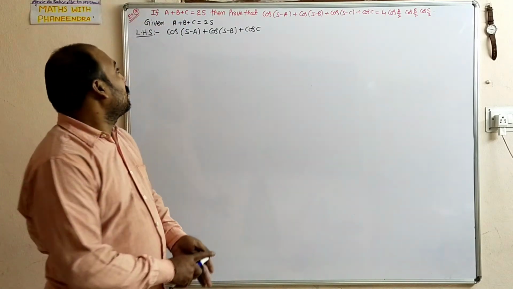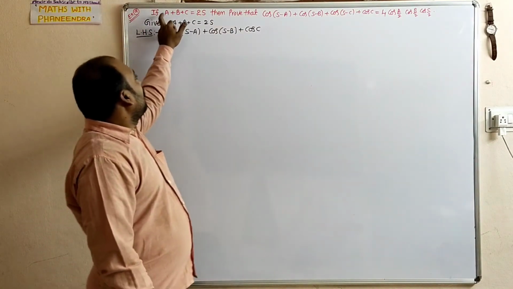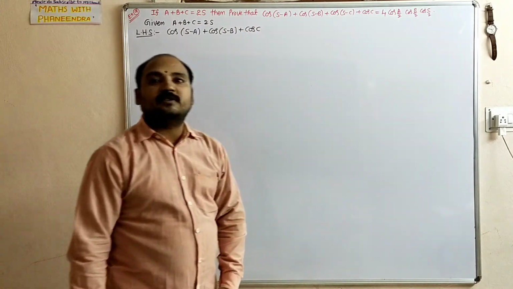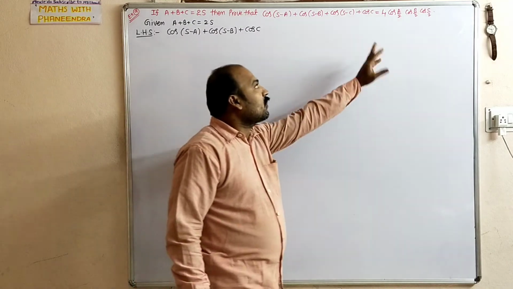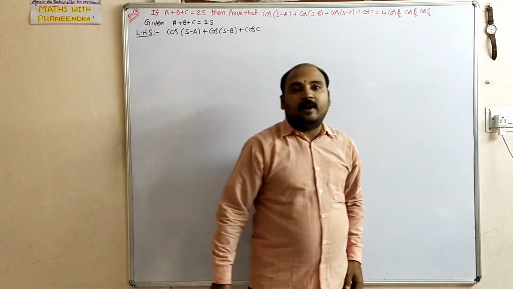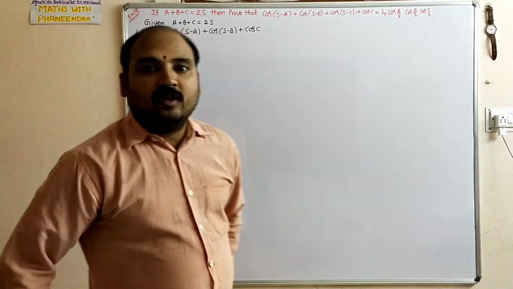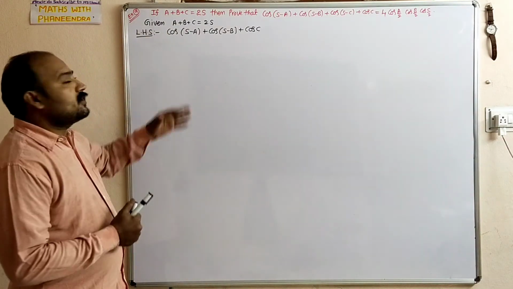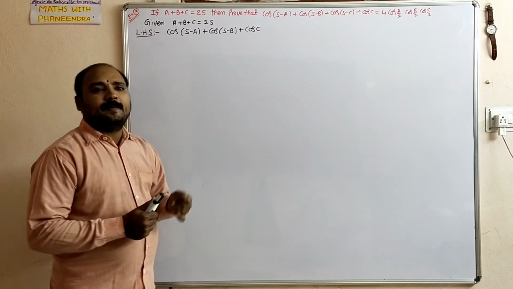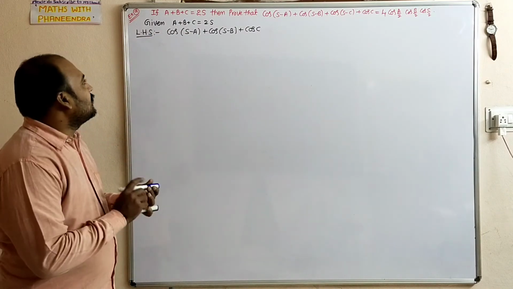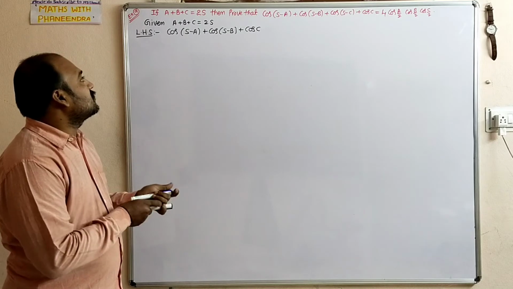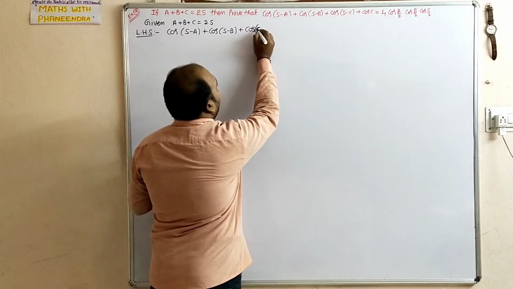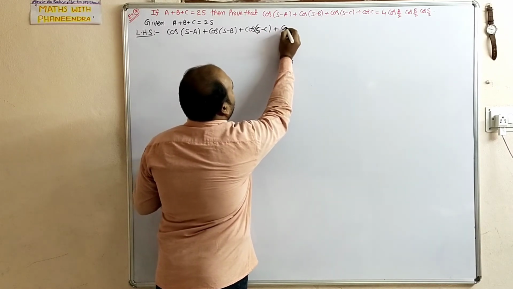The next question, an example problem: if A plus B plus C equals 2S, then prove that cos of (S−A) plus cos of (S−B) plus cos of (S−C) plus cos C equals 4 cos A/2 cos B/2 cos C/2. So we will consider the LHS. First, given A plus B plus C is equal to 2S. Now consider the LHS: cos of (S−A) plus cos of (S−B) plus cos of (S−C) plus cos C.